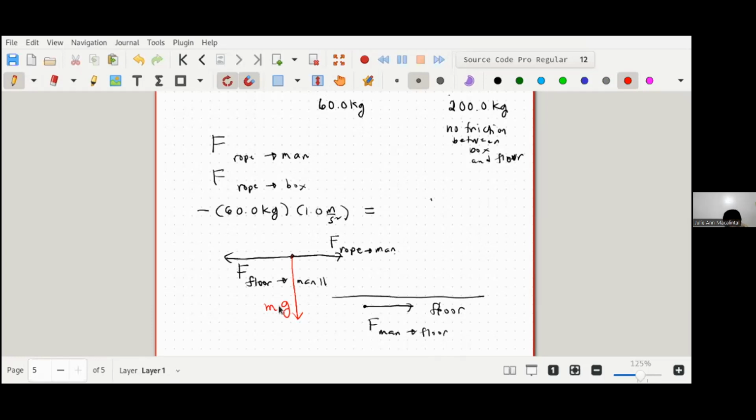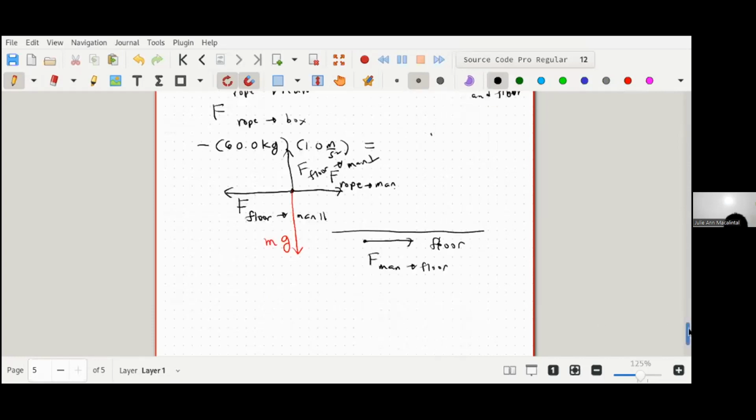So the floor is, tingnan mo yung role ng floor. The floor is pushing the man backwards. What else? Pushing the man upwards po. So it's both pushing the man backwards and pushing the man upwards. Tapos lagyan ko na ng perpendicular kasi perpendicular to the floor.